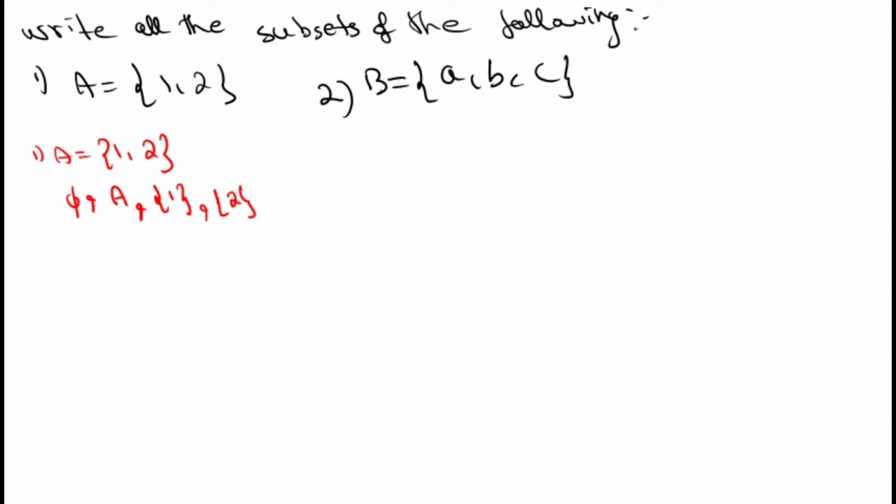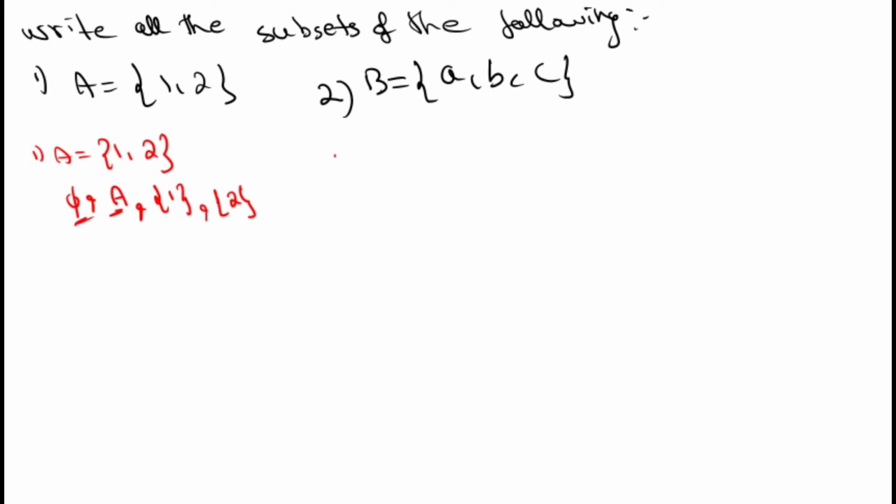Okay. Now see, are there any other possibilities? No, right? Singleton 1 is a subset of A. Singleton 2 is also a subset of A. And the empty set and the given set, these are two by the notes. The empty set is a subset of every set. The given set is a subset of itself. Then singleton 1 and singleton 2.